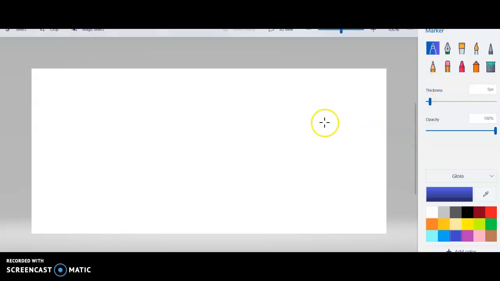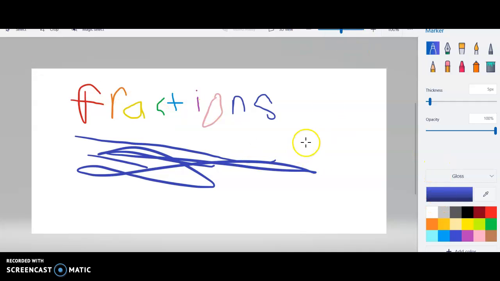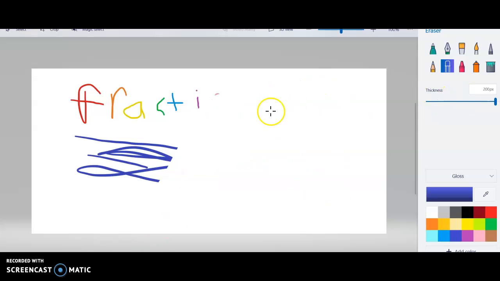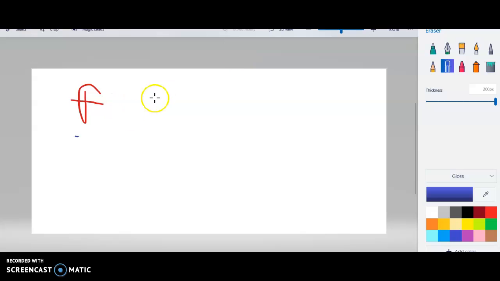So first we're gonna go in with directions. So let's go over them.